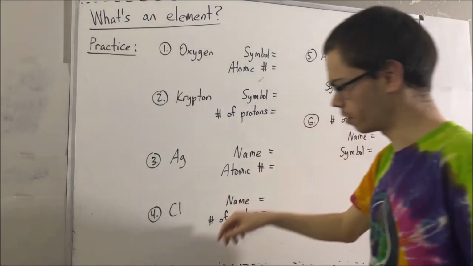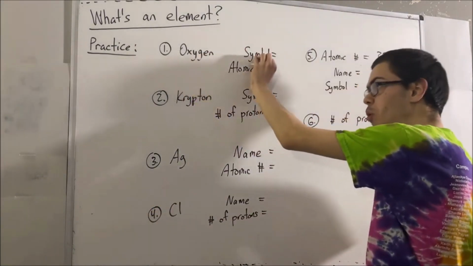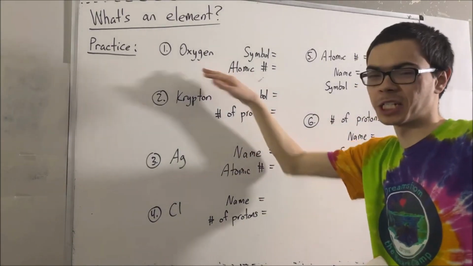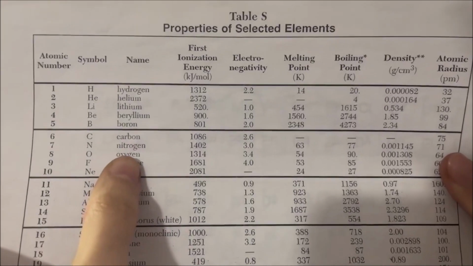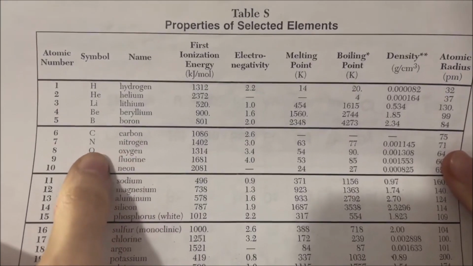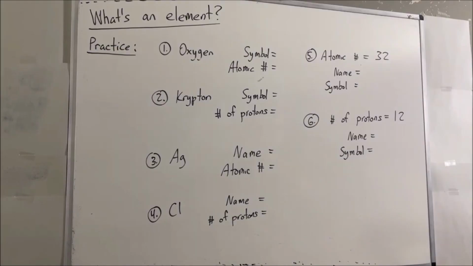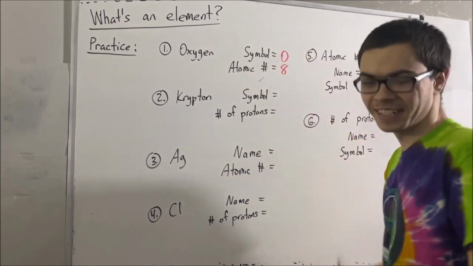So in question 1, we are given the name of the element, and we want to find the symbol and the atomic number. So going to table S, we're looking for oxygen. Now, oxygen is right there, and we can see that the symbol is O, and the atomic number is 8. So the symbol is O, and the atomic number is 8.